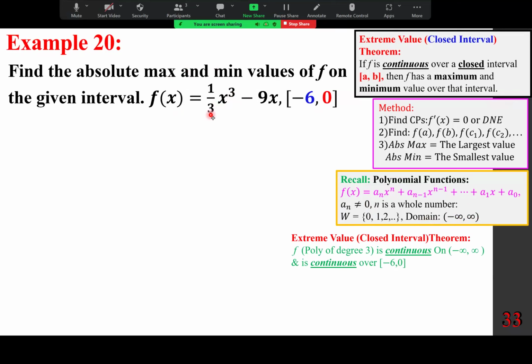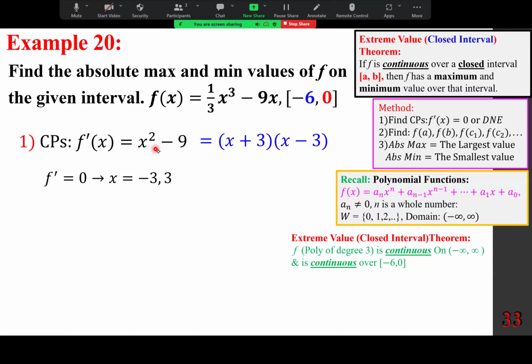The next step is to find f prime of x. So 1/3 times 3 makes it 1. So x squared minus 9, because we want to set this equal to 0, we are going to factor this into x plus 3 times x minus 3. And as we set it equal to 0, it results in -3 and +3. We check those to see if they fit in the given interval. Is -3 in between? Yes. Is 3 in between? No.